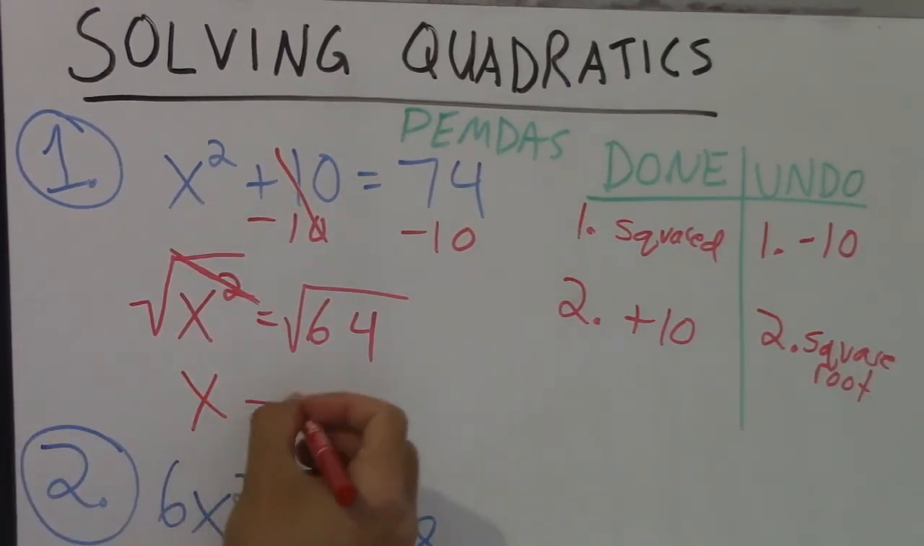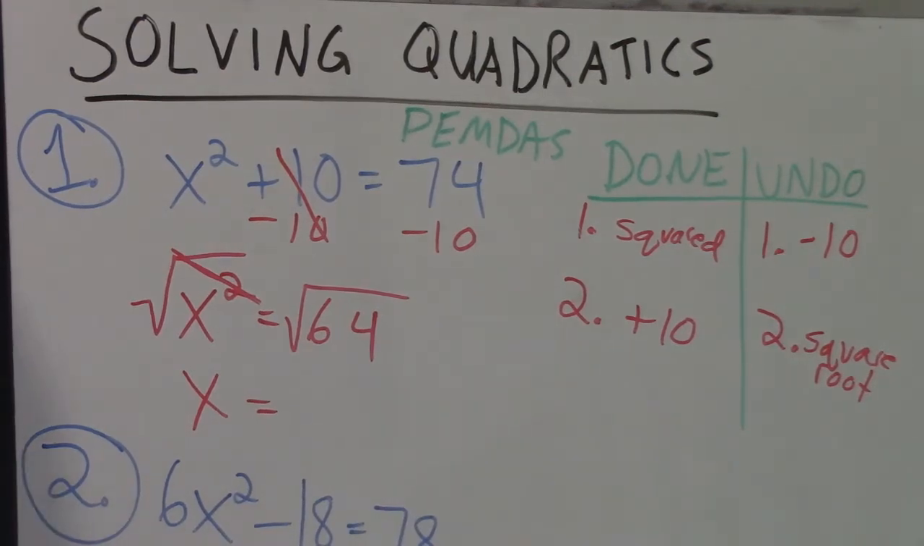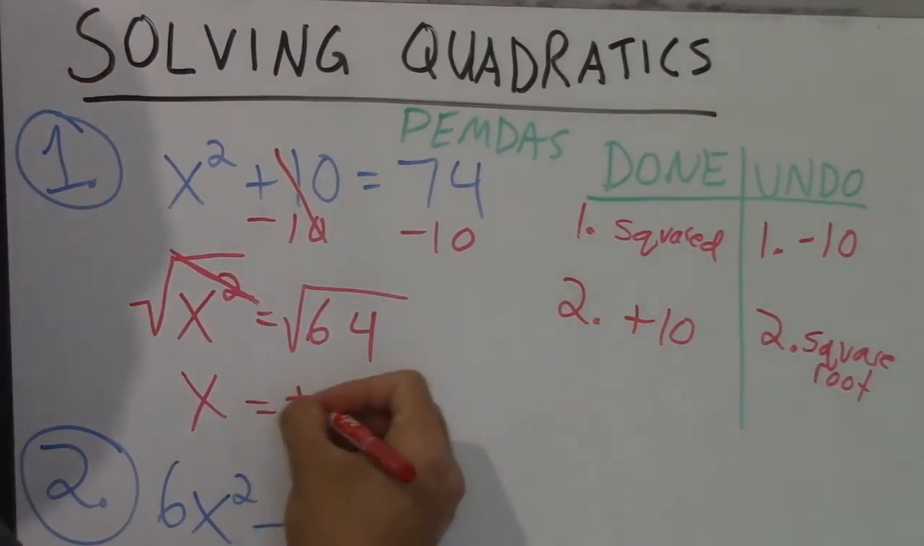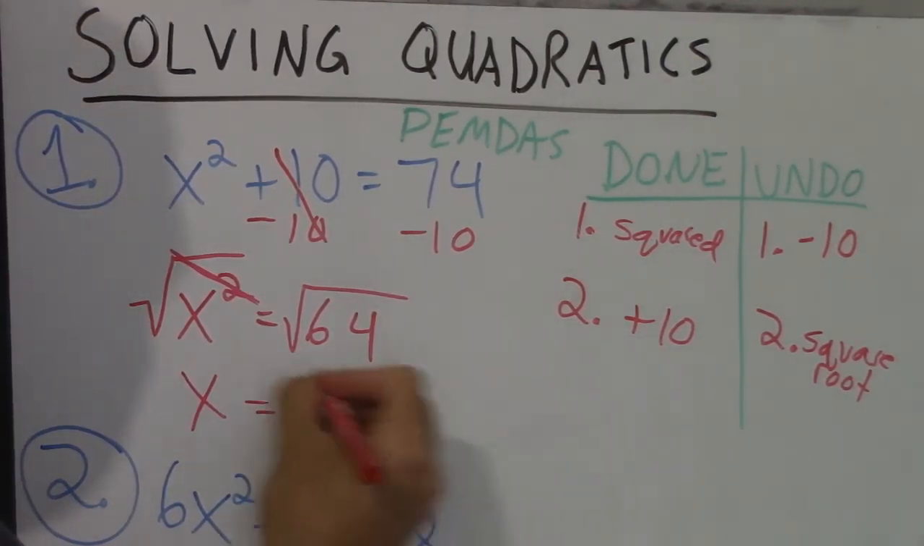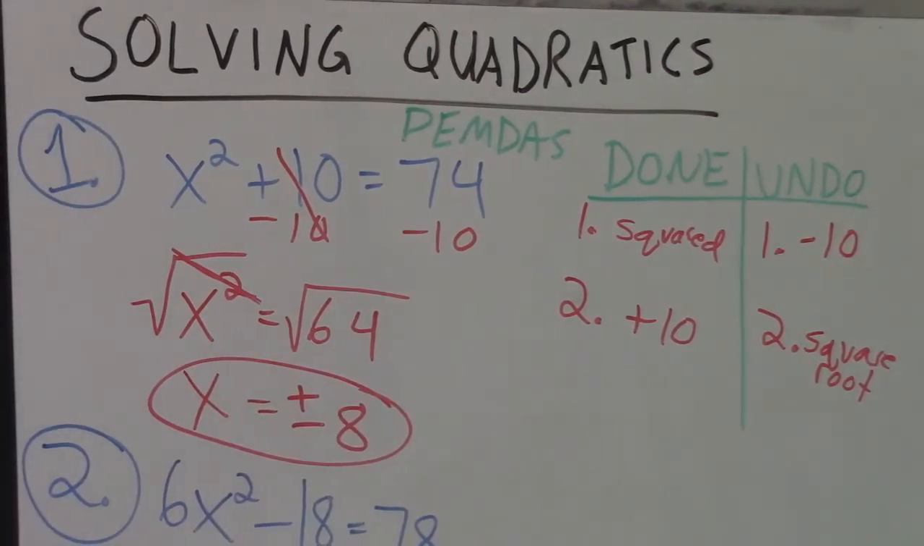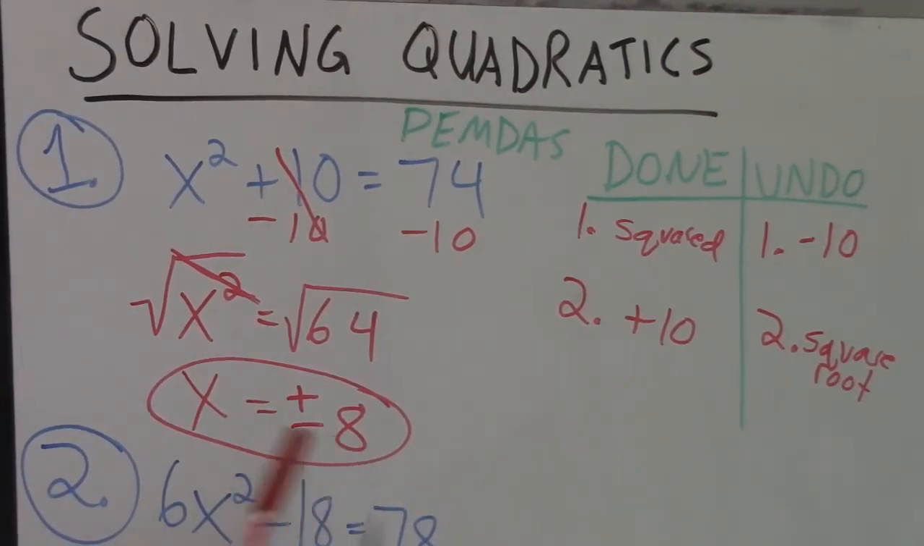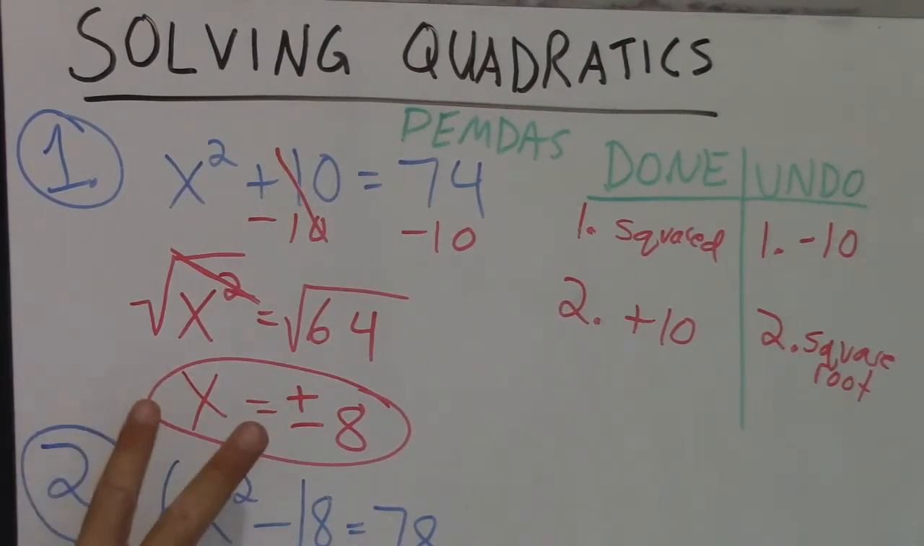And the square root of 64, remember, it's a positive number, so that means there's going to be two solutions. I'm going to get a positive 8 and a negative 8. Okay, 64 is a perfect square, which is 8 times 8, or it's also negative 8 times negative 8. So I have two solutions, which is positive 8 and negative 8.